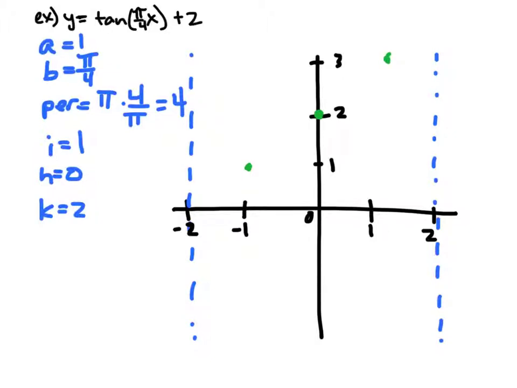And if you wanted to, you could continue this on either to the left or to the right, however many periods you want it to go. Okay. Again, these points are called what? Critical points.